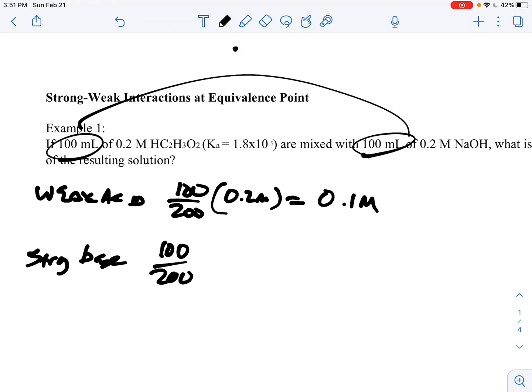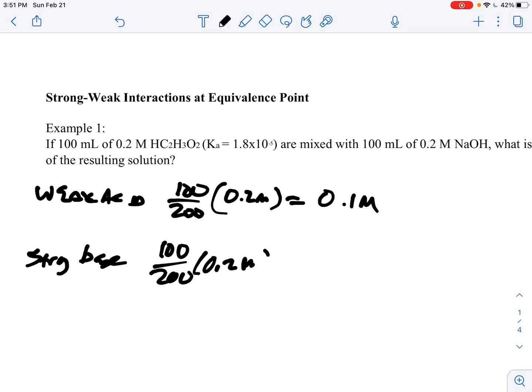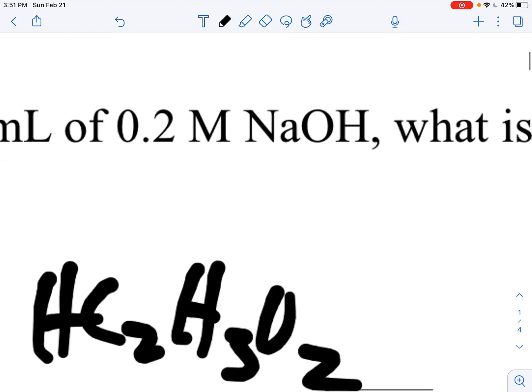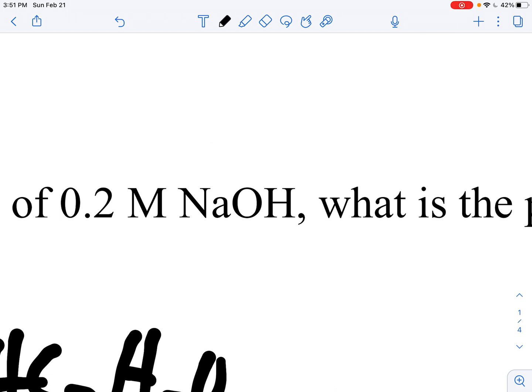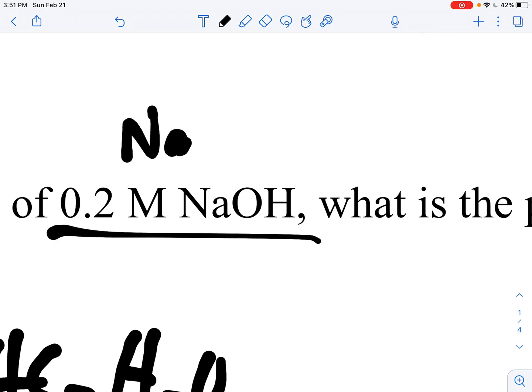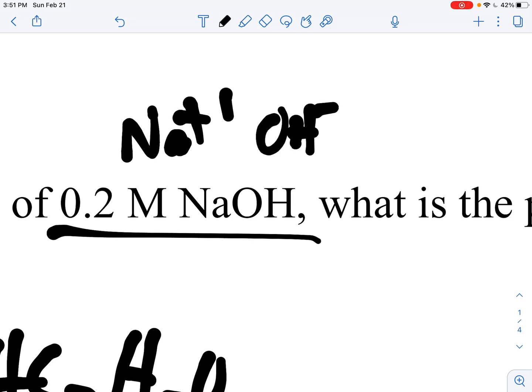100 and 100 go together to make your 200. So it's going to be 100/200ths of, again, a 0.2 molarity. So you're going to have 0.1 molarity of your strong base, which is the OH negative, and this is your HC2H3O2. Please note that I gave it to you in this form, NaOH, but knowing that it is strong, it's going to break completely into the Na positive and the OH negative.